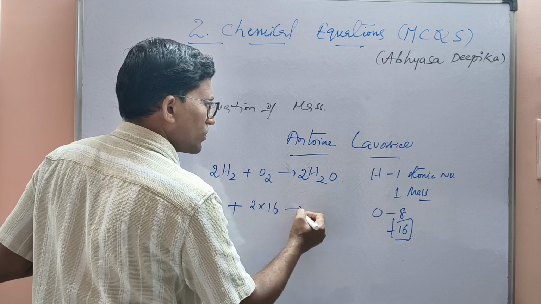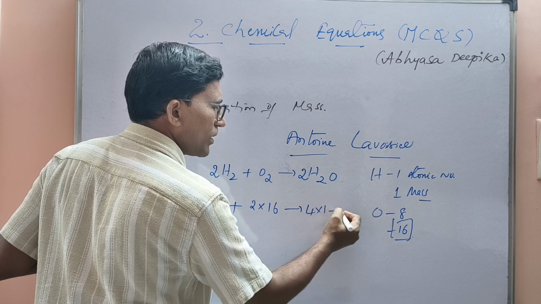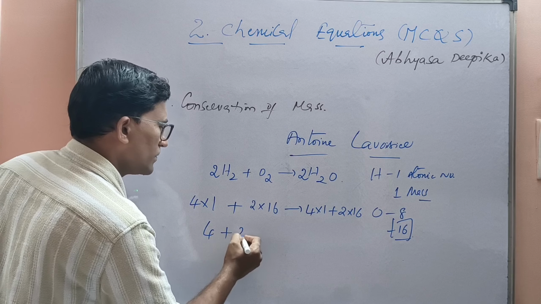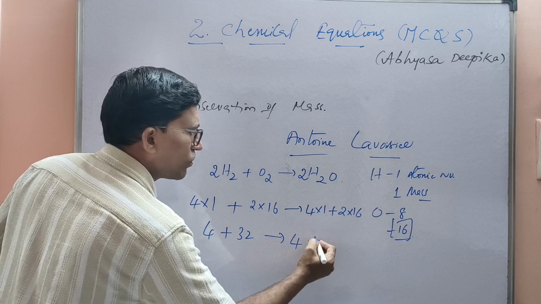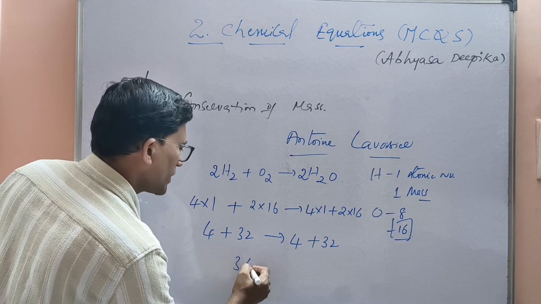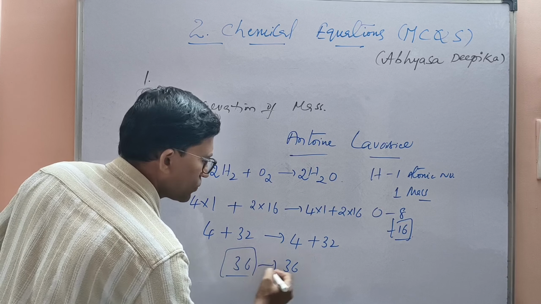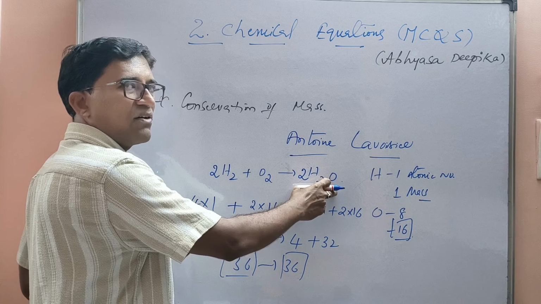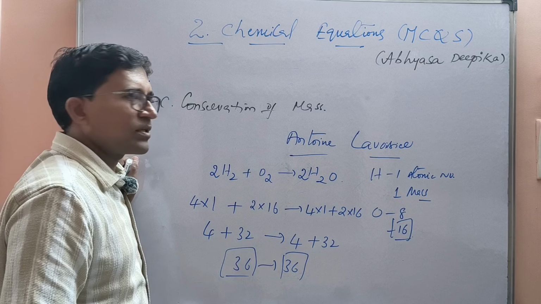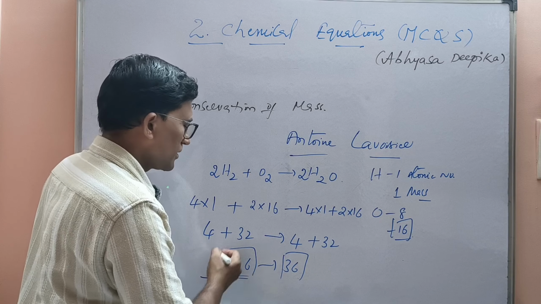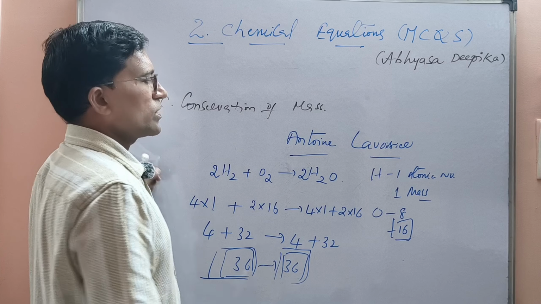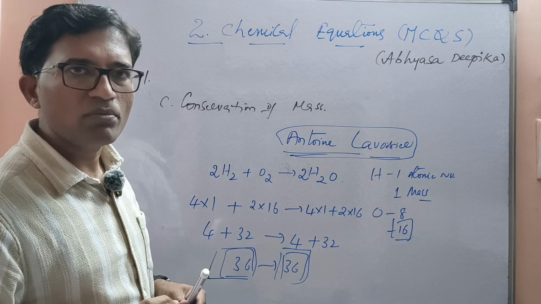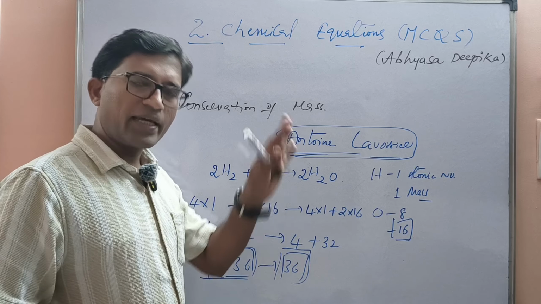On the right again 4 hydrogens, 4 into 1, plus 2 oxygens, 2 into 16. So 4 plus 32 gives 4 plus 32, that is 36 gives 36. So the mass before the chemical reaction is equal to the mass after the chemical reaction. This proves the law of conservation of mass, which was proposed by Antoine Lavoisier. You studied this in 9th class.